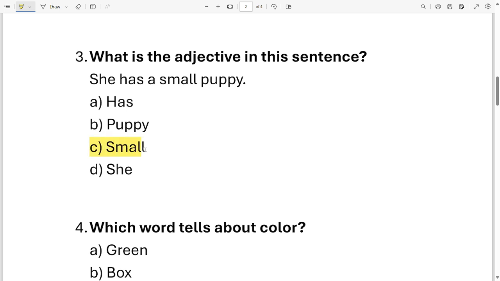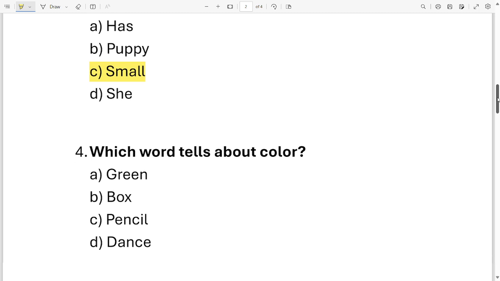It is option C, small. Okay, this is the adjective in the sentence. Okay, let's move on to the next question.